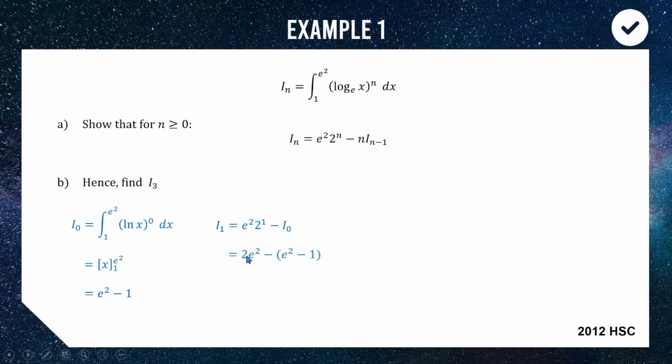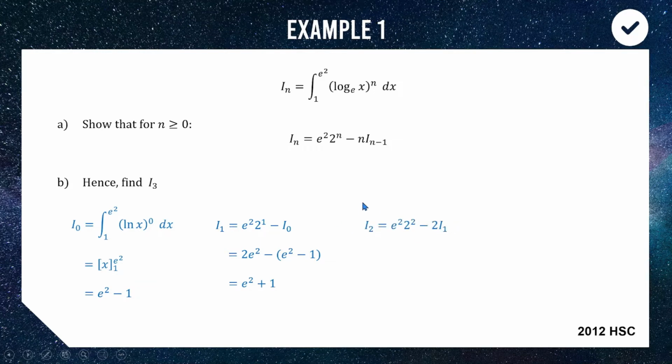So we have 2e squared at the front. We're taking away I0, which we just found to be e squared minus 1. If we expand and simplify this, we end up with e squared plus 1 as our answer for I1. Okay, a couple more steps. Now we use I1 to build up to I2.